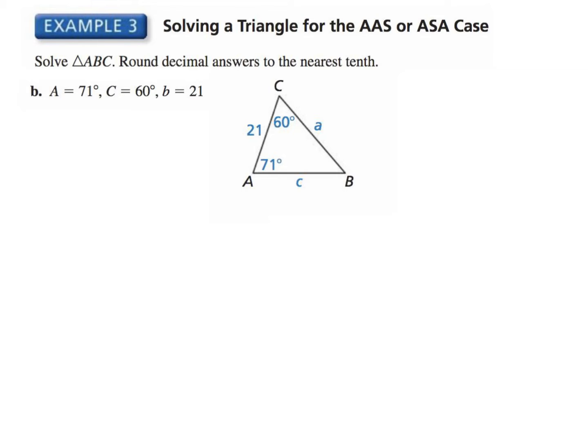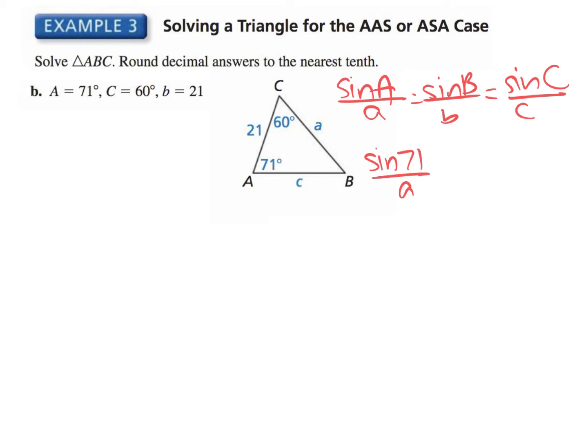So in order to use our law of sines, once again, we need to have sine A over A equals sine B over B equals sine C over C. So we need to have something that corresponds with A, B, or C. Because right now what we're looking at is sine 71 over A and sine B over 21 and sine of 60 over C. So as you can see, we don't have a part of our proportion that has three things that we know. Obviously, you can't solve for two missing things in one piece.